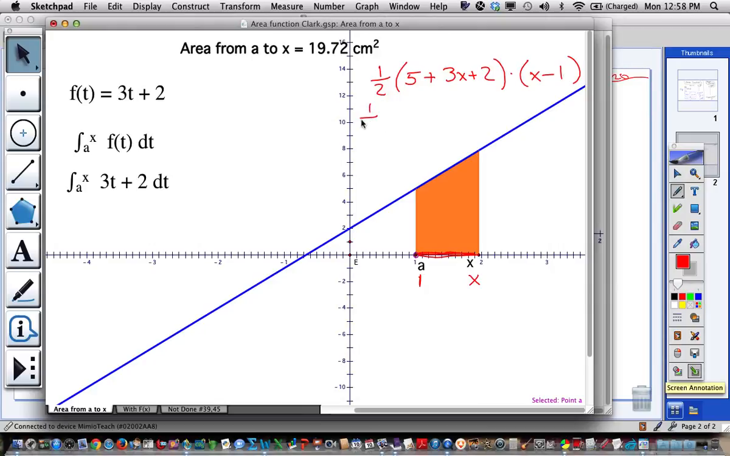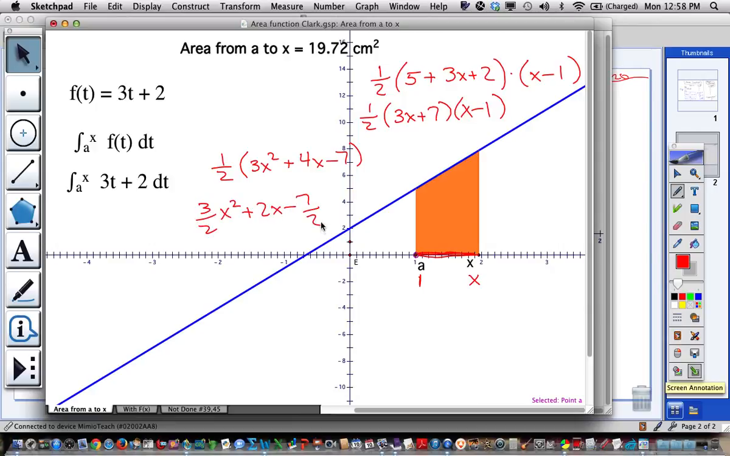So let's see, we have a 1/2. We're going to have to FOIL this. We're going to have 3x plus 7, and x minus 1. There's no way this can come out right. We got a 1/2. We FOIL that: 3x squared. Outers, negative 3x. Inners, 7x. That'd be 4x. Minus 7. Distribute: 3/2 x squared plus 2x minus 7/2.